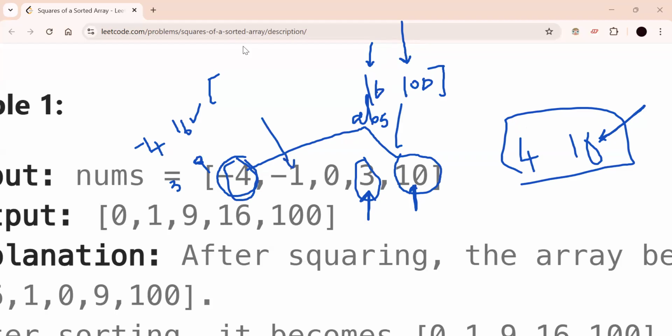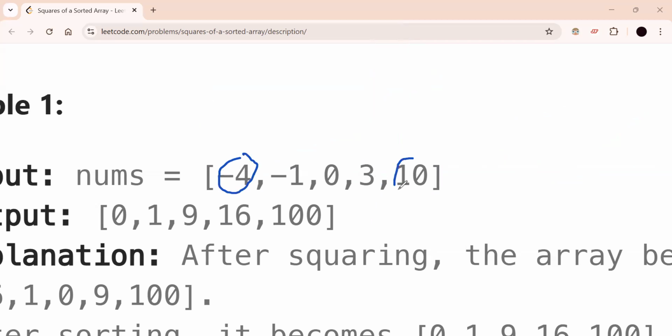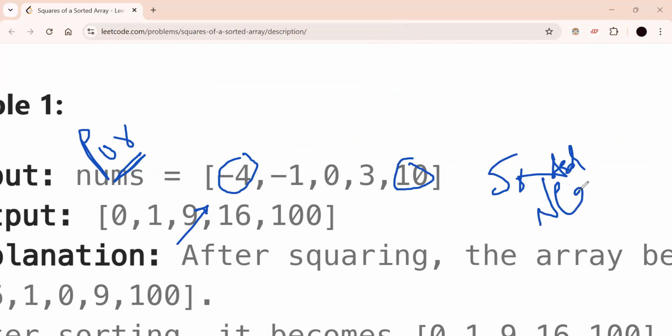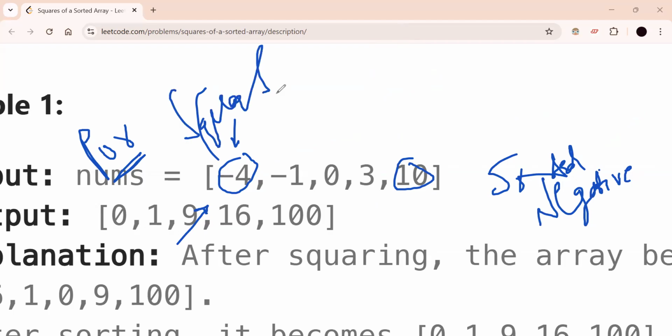We place the pointers at extreme ends. The main purpose of placing the pointers is, we know this array is sorted and it contains negative values. You might be thinking, when you have negative values, the bigger values are always on the right side, so why are we placing the pointer initially at both ends? Because we are finding squares. When you find squares of numbers, a negative value turns into positive. That was the main idea behind this, guys.